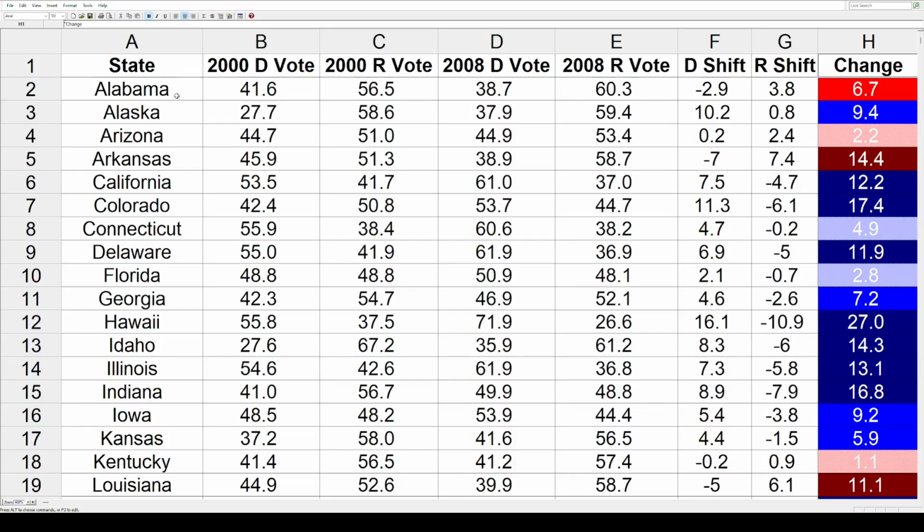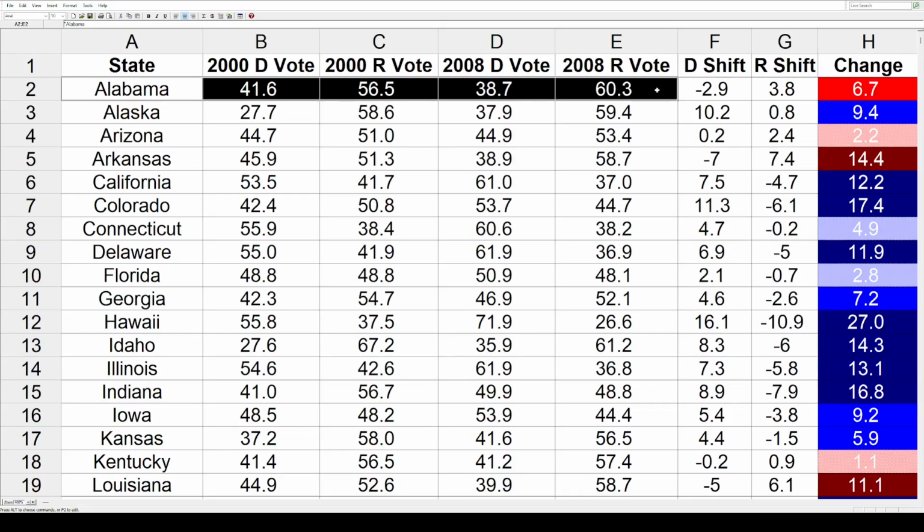So let's get started. And I took the data from Wikipedia. I tried to double check it. It's possible there could be a small discrepancy here and there, but the first state is Alabama. In 2000, Al Gore got 41.6% of that vote. George W. Bush got 56.5%. Jump ahead 2 elections. Barack Obama ticked down to 38.7%. John McCain bumped it up to 60.3%. That's a loss of 2.9 for the Democrats and a gain of 3.8 for the Republicans, and a total net shift of 6.7 away from the Democrats and toward the Republicans.